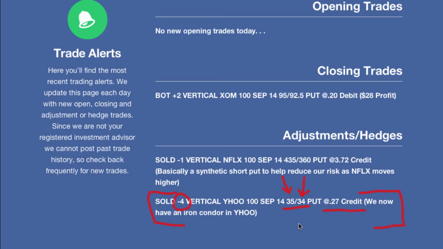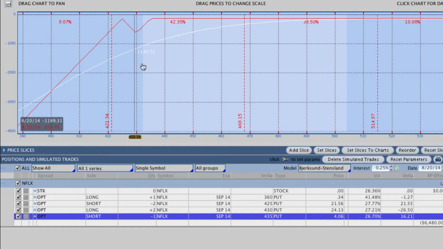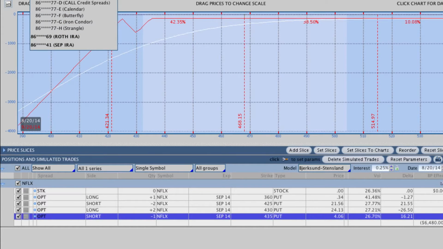So if Yahoo does turn around in the next couple of days and weeks and actually settles into this range that we've range bounded with this iron condor, then we actually stand to make much more money than we are putting at risk right now. So, a really good adjustment to trades is to make this trade in Yahoo.